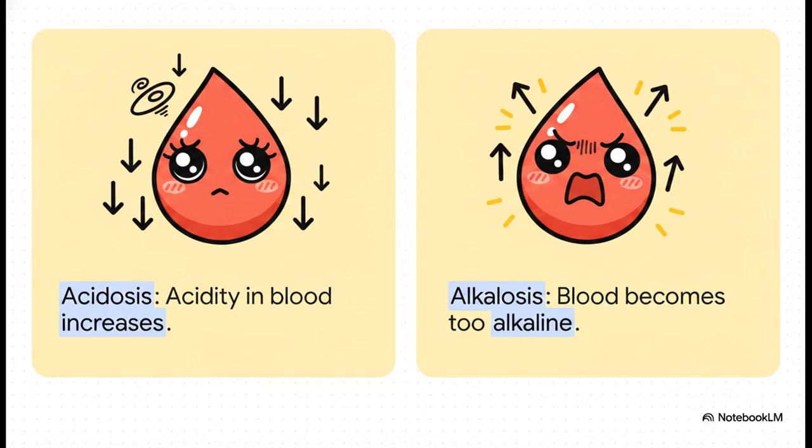If the acidity in the blood increases, dropping the pH down, we enter a dangerous state called acidosis. On the flip side, if the blood becomes too alkaline, rising above that tight window, we experience alkalosis. Our very survival depends on this strict regulation of our internal pH.